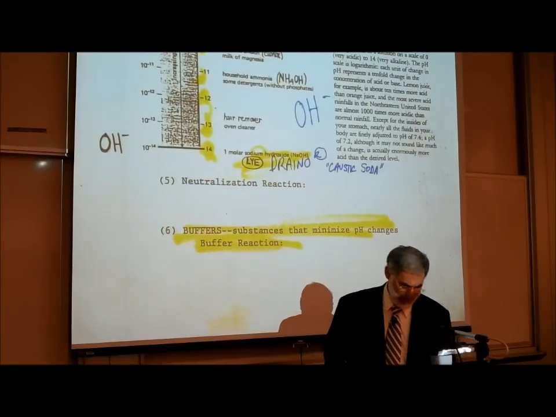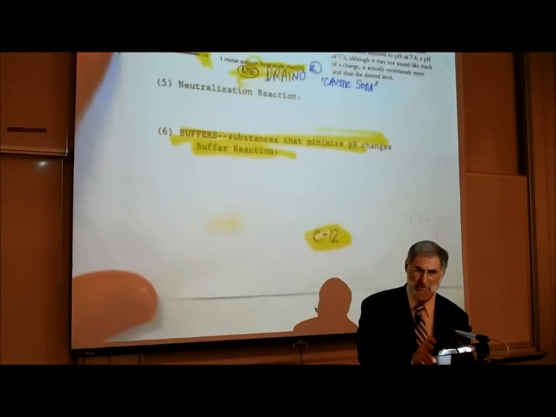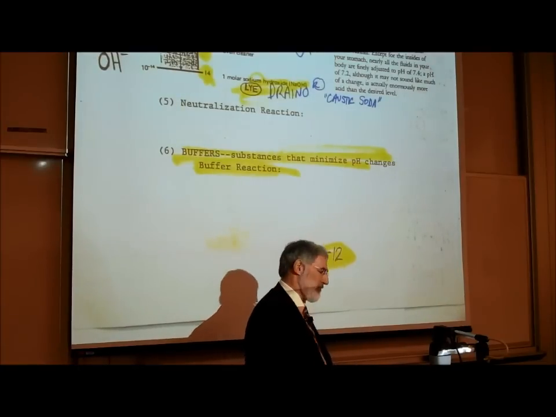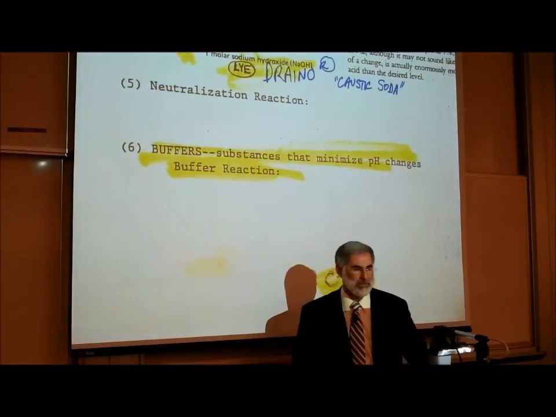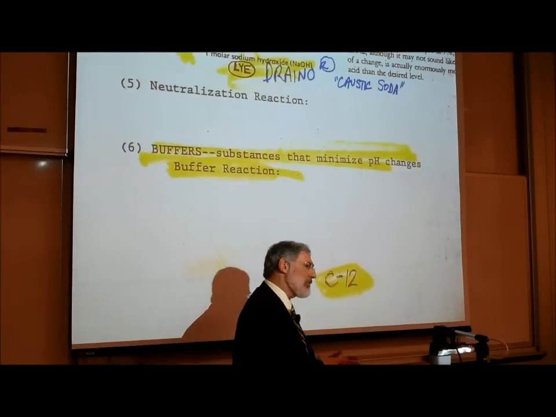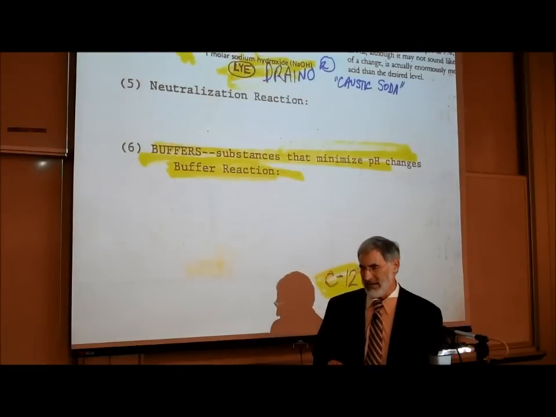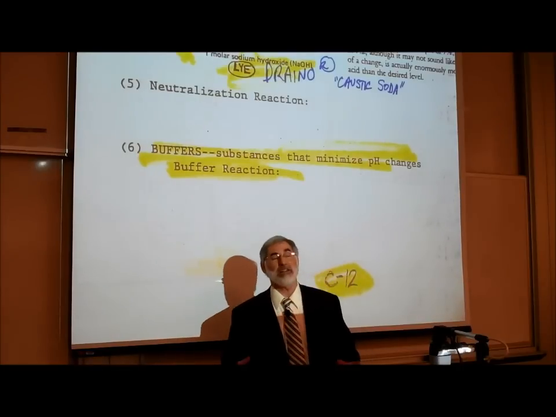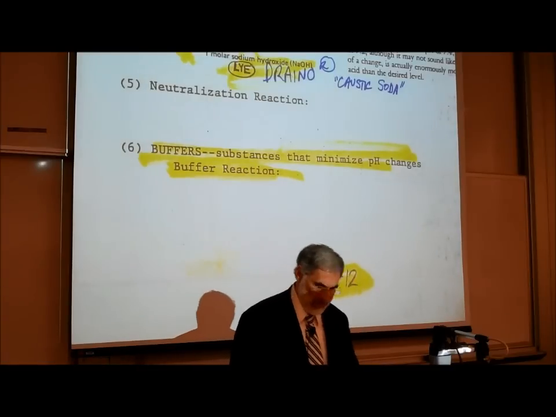Now, we're mentioning a neutralization reaction, and right after that, on page C12, at the bottom, it mentions the word buffer and buffer reaction. So now the question is, what is a buffer? A buffer, as I wrote, is a substance that minimizes pH changes. And you might say, well, what does that mean? A buffer is a chemical that makes something that's acidic less acidic, or something that's basic less basic. It doesn't necessarily neutralize, but it does reduce the excess acidity or alkalinity.